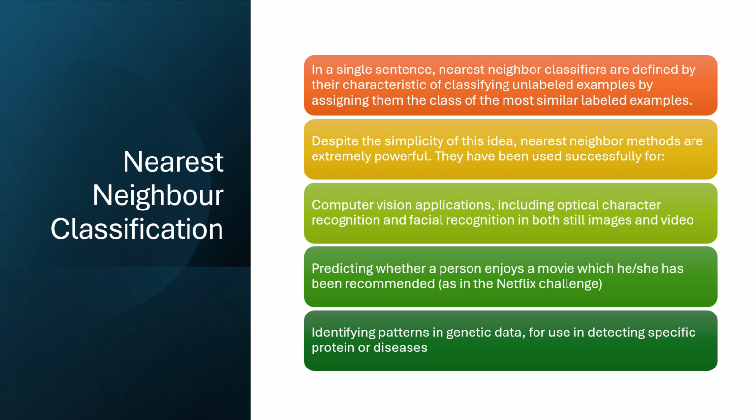In a single sentence, nearest neighbor classifiers are defined by their characteristic of classifying unlabeled examples by assigning them the class of the most similar labeled examples. Despite the simplicity of this idea, nearest neighbor methods are extremely powerful. Applications include computer vision, including optical character recognition and facial recognition in both still images and video, predicting whether a person enjoys a movie which he has been recommended, and identifying patterns in genetic data to use in detecting specific proteins or diseases.